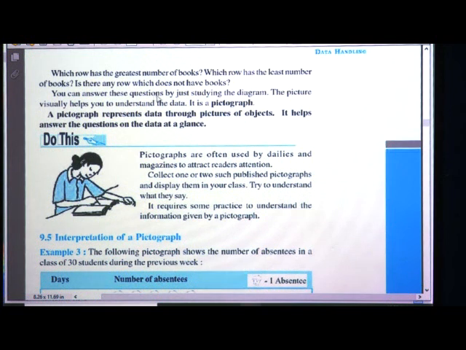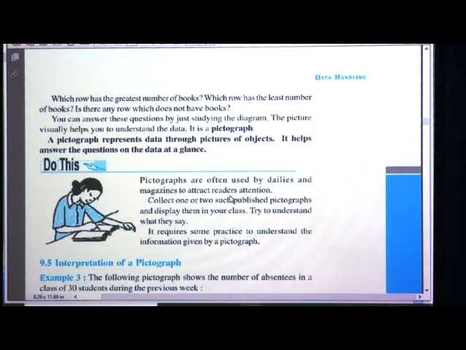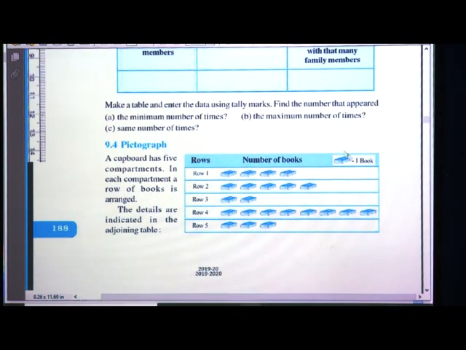Which row has the greatest number of books? Which row has the least number of books? Is there any row which does not have any books? You can answer these questions by just studying the diagram. The picture visually helps you to understand the data. It is a pictograph. The picture which helps you visually to understand the data is called a pictograph. By this you can very easily come to know the maximum number of books in a row, the minimum number of books in a row, or in which row we have 3 books.